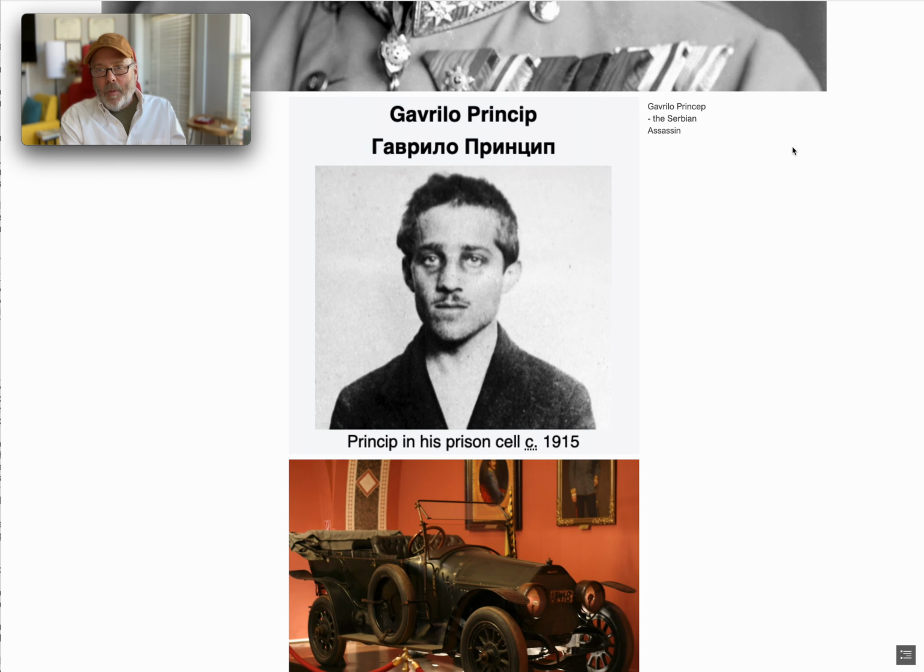So Gavrilo Princip is the assassin. He's a college student in Serbia. To put this in the context of your own life, I certainly suggest that you don't commit any crimes. But to give you a feel, this kid was part of a radicalized group of college students who basically wanted to change things. And so that's how this starts.